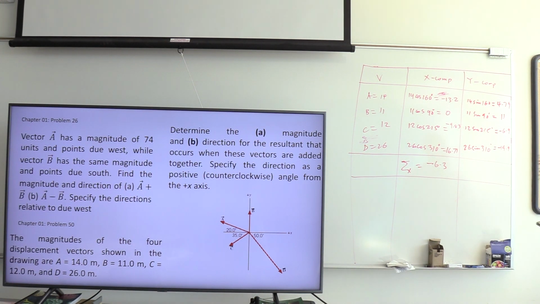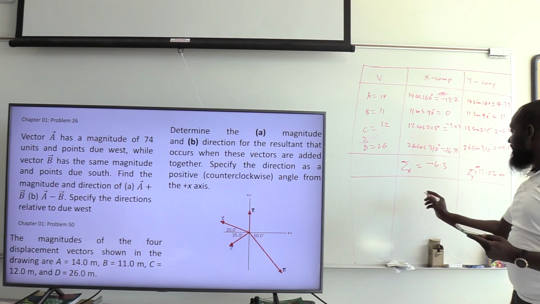Minus 19.9 minus 6.9 plus 11 plus 4.79 is 11.02. This sum of y is minus 11.02, sorry. So you see that's the same thing we got.